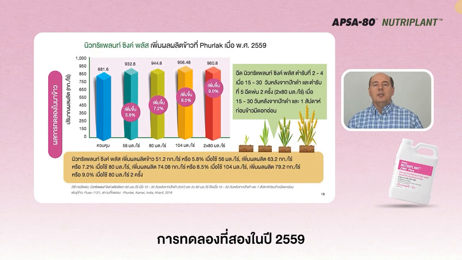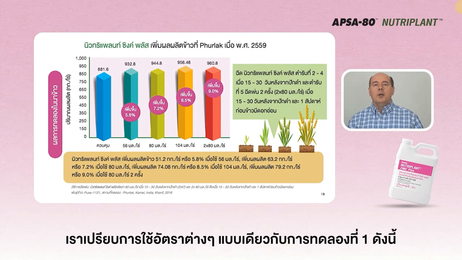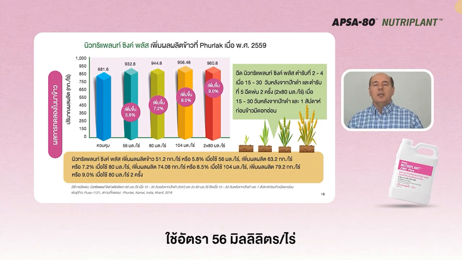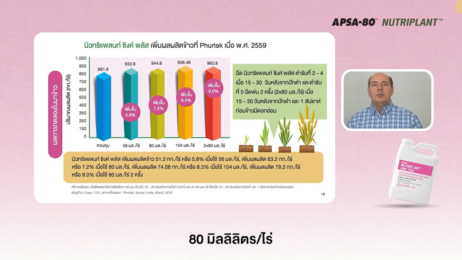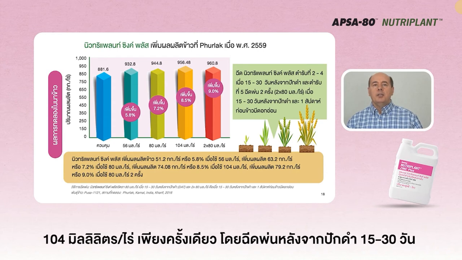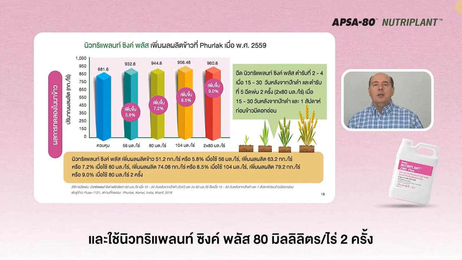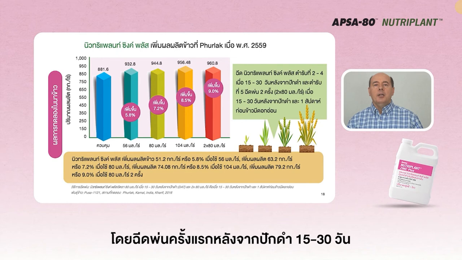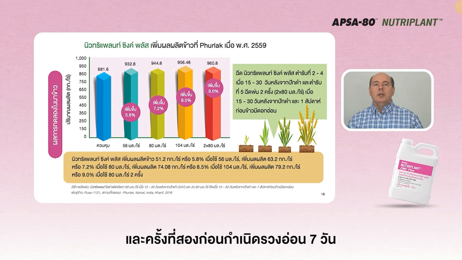Here is the second location in 2016. We also compared different application rates of NutriPlan ZincPlus: 350 milliliters per hectare, 500 milliliters per hectare, 650 milliliters per hectare, all applied 1 time at 15 to 30 days after transplanting. And we also had NutriPlan ZincPlus applied at 500 milliliters per hectare, applied twice, 15 to 30 days after transplanting, and the second one 1 week before panicle initiation.